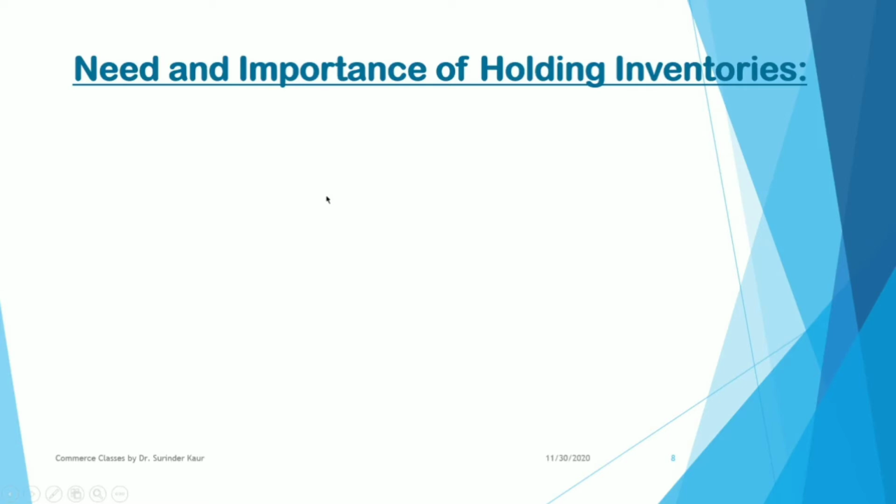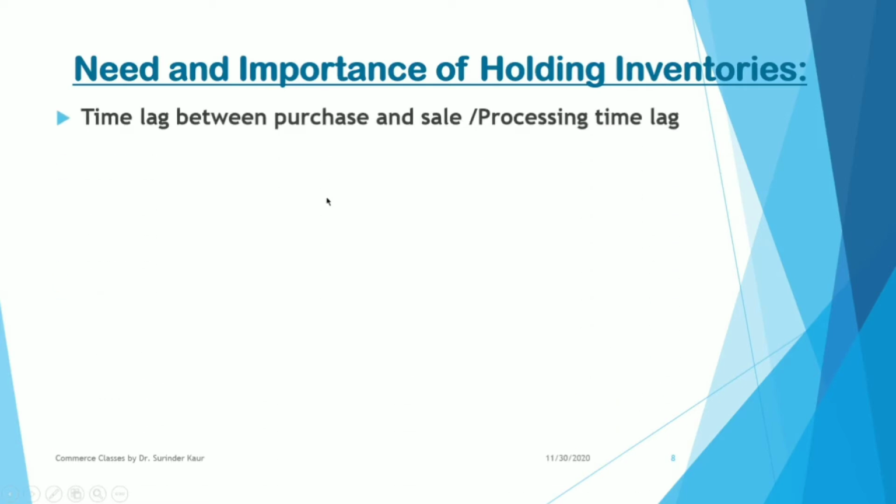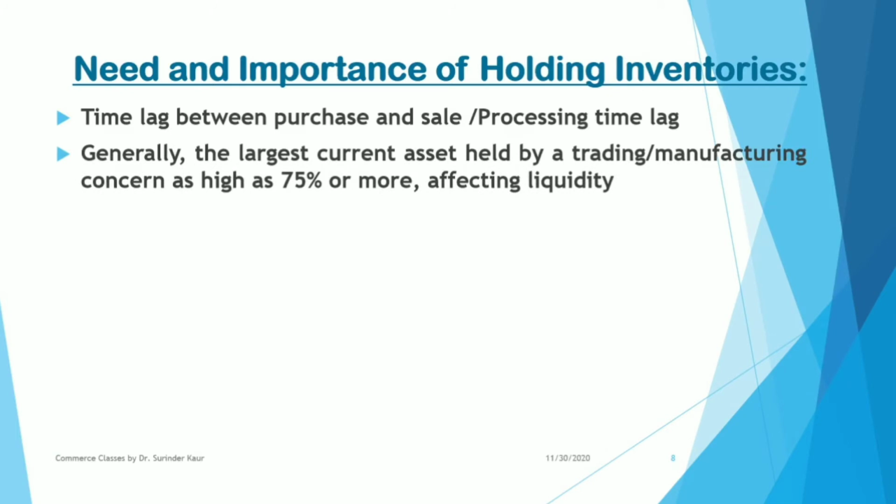Basically, in case of inventories, there is a time lag between purchase and sale, or processing time lag. You buy items at one point of time, then you sell them over a period of time. So there is a time gap between when you purchase the things and the actual time when you sell them off. If a customer comes to you and at that time you go to buy the things, you will lose your customer. You need to keep the stocks with you to retain your customers.